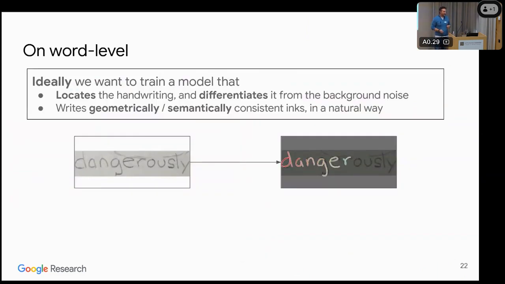So ideally, we want to train a model that locates the handwriting, differentiates it from the background, noise, or any other things, and then writes geometrically and semantically consistent inks in a natural way. So the input is something like that, a picture of handwritten text, and the output is the model saying, oh, okay, if that's what was written, then this is what the online handwriting looks like. So it's really kind of learning how to write based on these pictures.